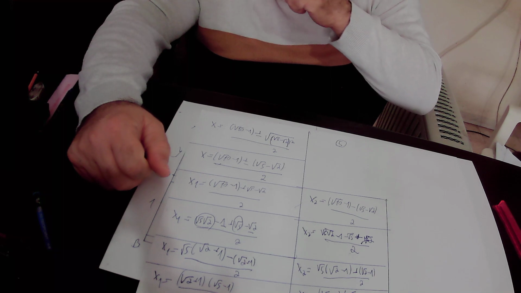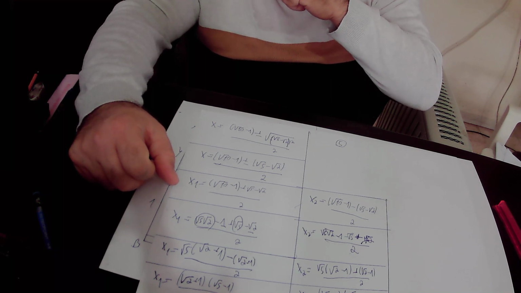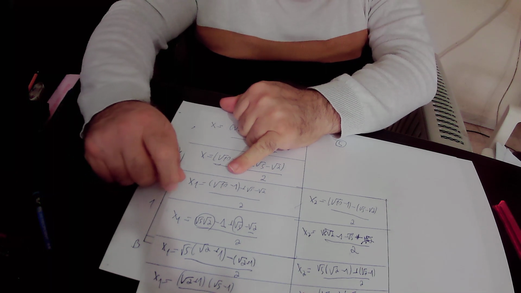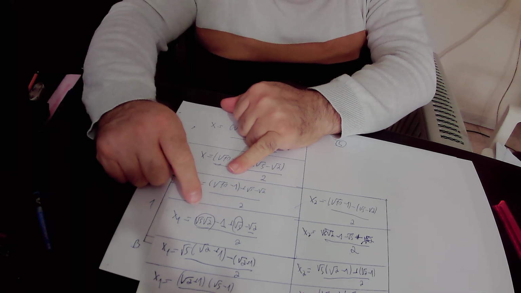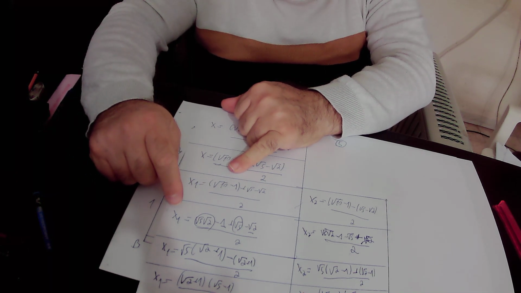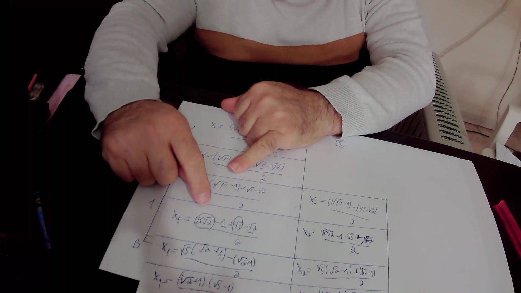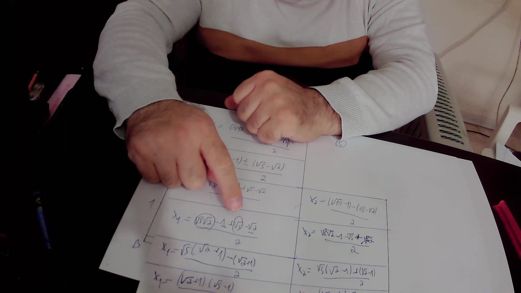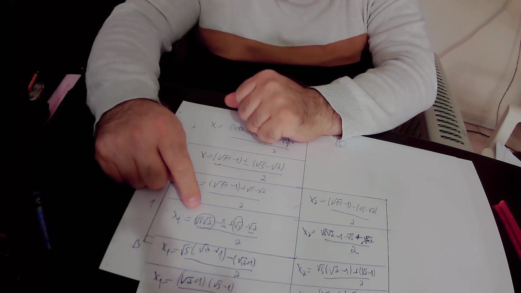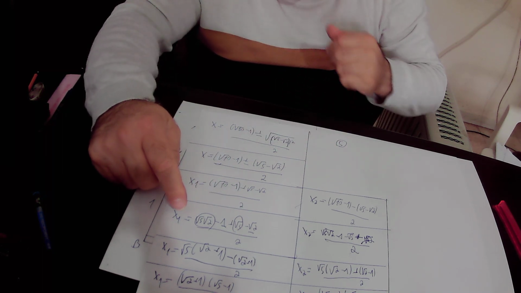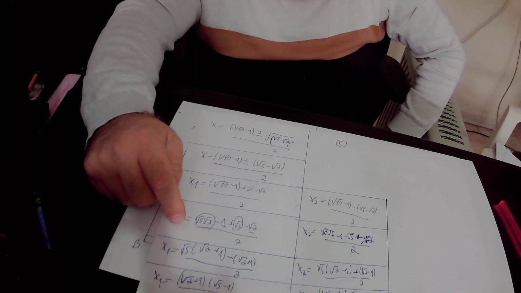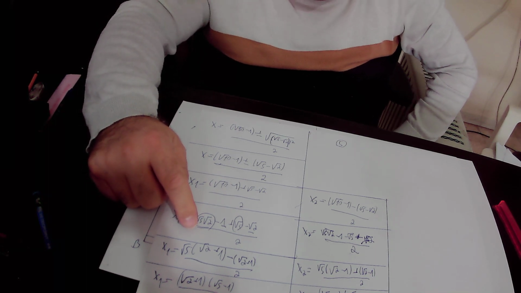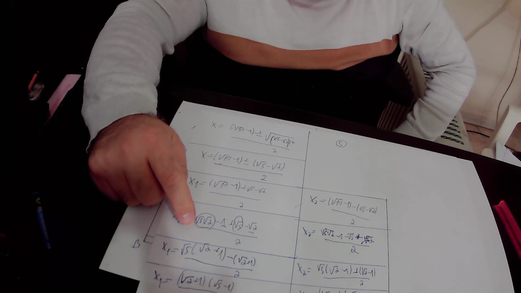And here we substitute the square root of 10 by square root of 5 times square root of 2, and we got that x1 equals square root of 5 times square root of 2 minus 1 plus square root of 5 minus square root of 2, over 2. Here we took square root of 5 as a common factor out of this expression, and we got that x1 equals square root of 5, and inside the brackets we have square root of 2 minus 1 plus square root of 2 plus 1.